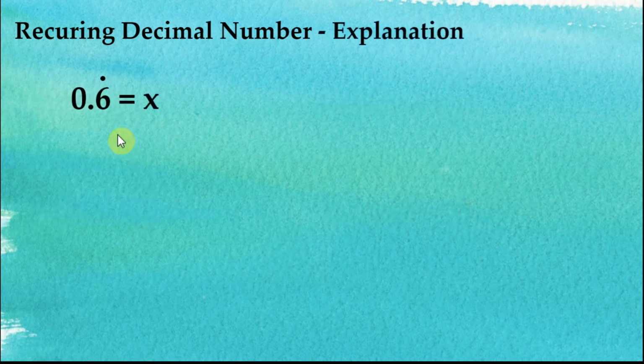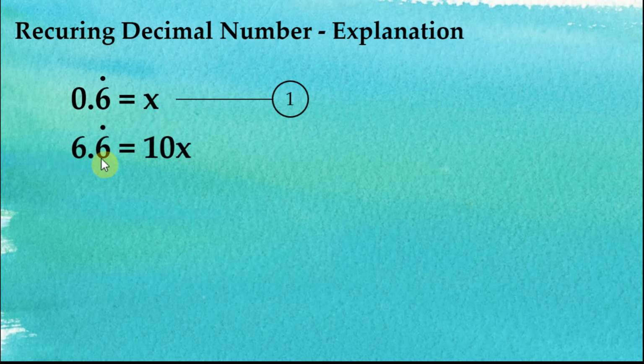Let's say we have a decimal number, 0.6 recurring, and let's assume that this number is equal to x, and let's label this as the first equation. And then we take this equation, multiply by 10, so we get 6.6 recurring equal to 10x. Okay, so 0.6 recurring multiplied by 10, we get 6.6, and x multiplied by 10, we get 10x. And let's label this as the second equation.